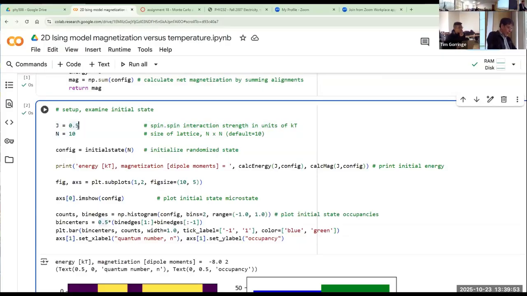Let's change this to 0.1. So I've changed that J value to 0.1. Now the magnetic interaction energy is 5 times smaller. It was 0.5. So it's now just 10% of thermal energy.